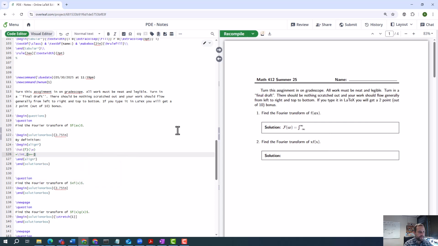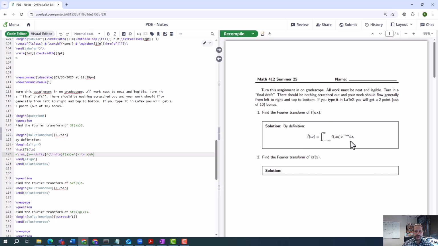and I like to explicitly say x equals minus infinity to plus infinity. And the reason is because there's several variables. There's x and omega, and I want to make sure that we're looking at the right variable. So you have f of ax, and then e to the minus i omega x dx. And I'm just going to compile this so we can see what it looks like. Okay, that's what we have here.